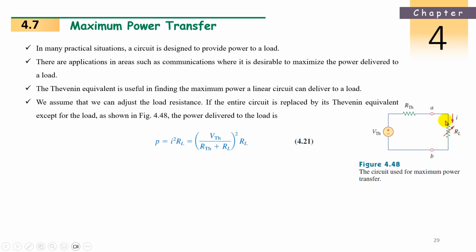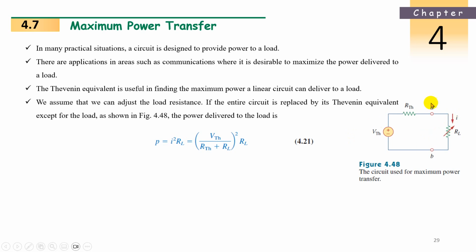There is the power delivered to this resistance, the power equation. Or VI also you can put, and V is nothing but VI into R you can put. So I square R will come, I power 2 and RL. Now what is I?